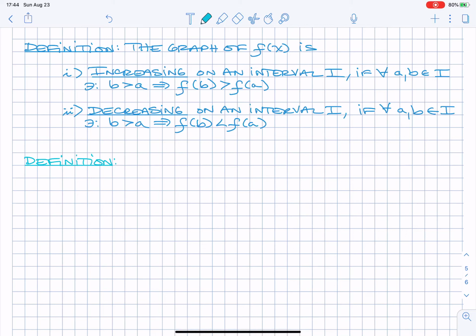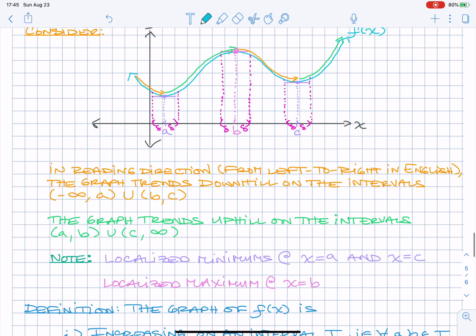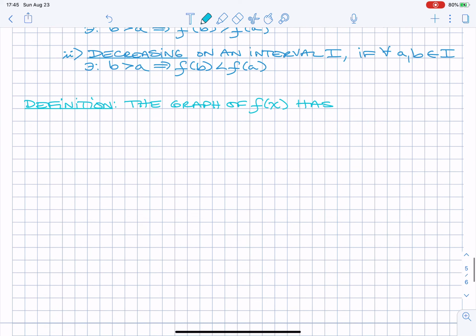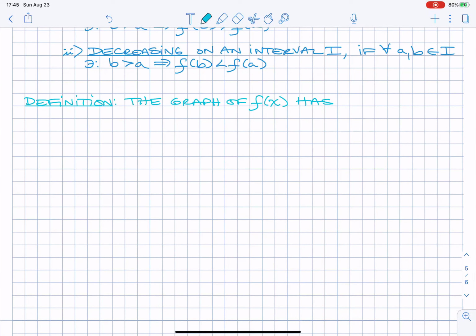Okay, so the graph of f of x has, so we did increasing and decreasing, which is really just going uphill or downhill. So the graph of f of x has, so what else did I plot up there that we need to address? That's local minimums and local maximums, right?